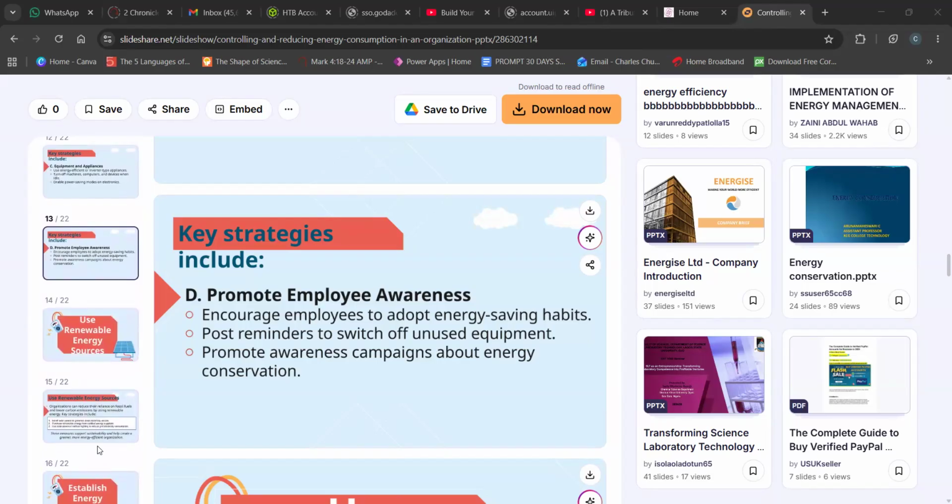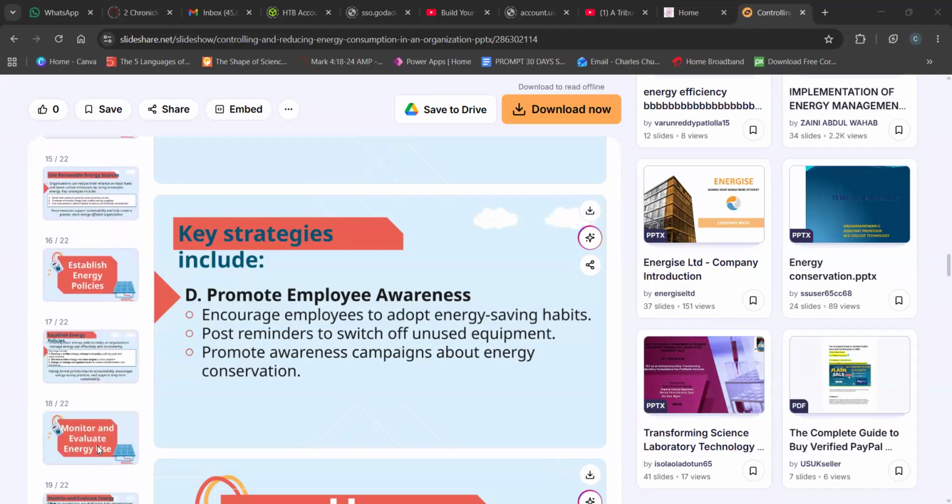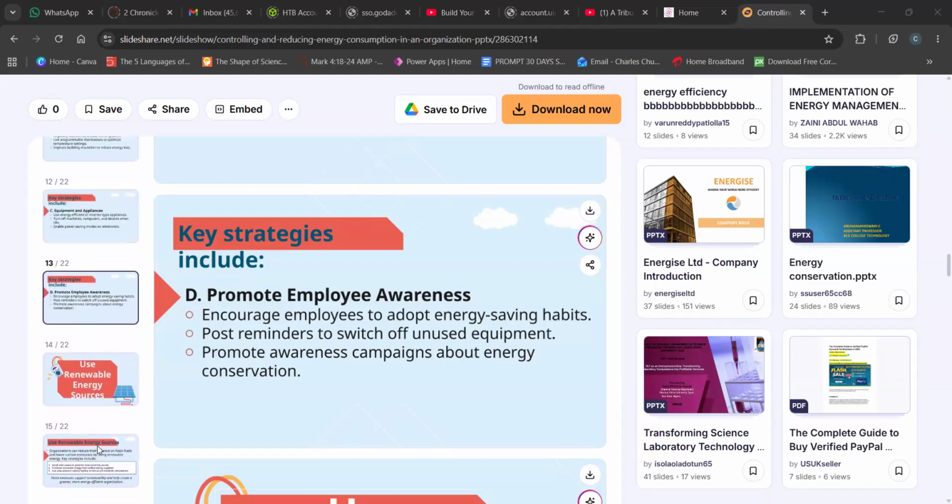Okay, so we're not going to go through all of them. I think establishing energy policies is a little bit on the high side, but then of course, this is technically for an organization. We'll stop at using renewable energy sources. That's where solar comes into play. So when you're done with this, let me know. We'll just go straight to that one as the last one.